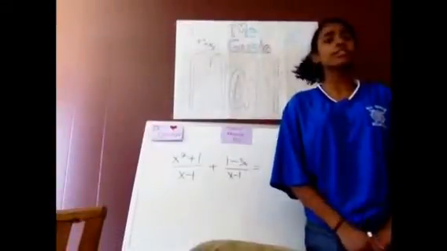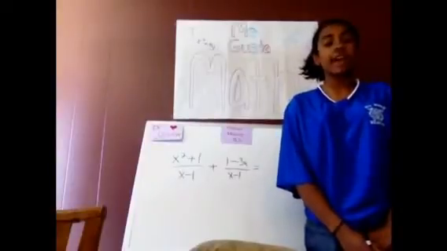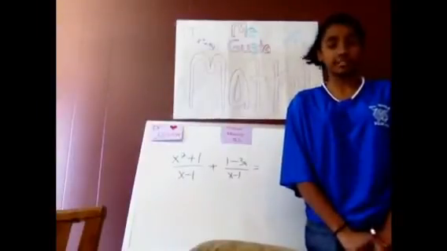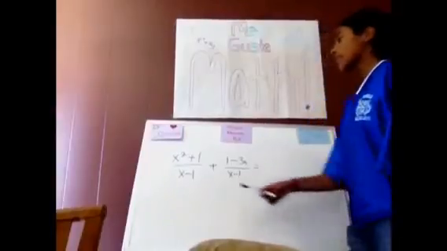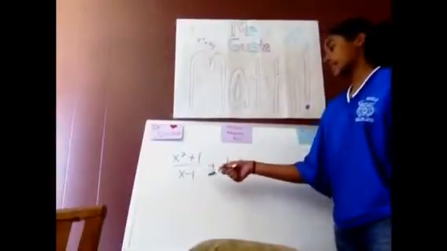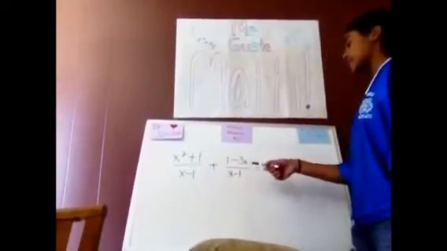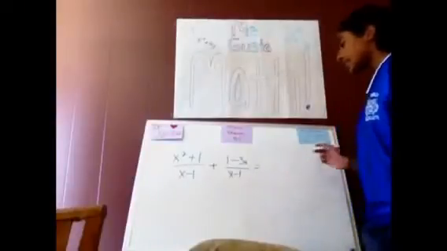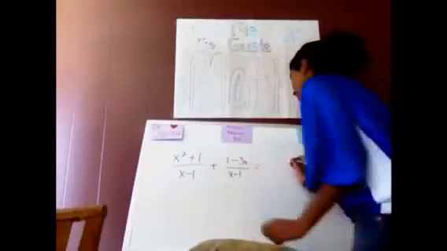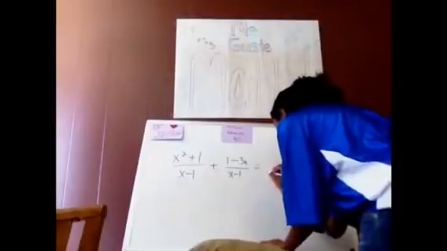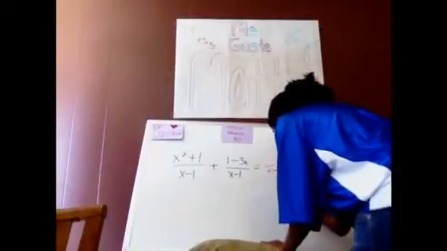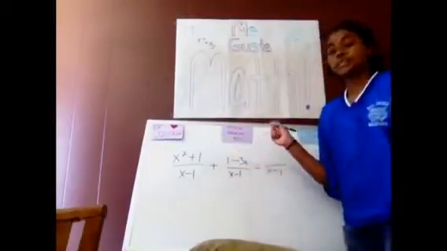Nice! Now we're going to go a little further and master another branch of math, adding and subtracting rational expressions. Here we have x squared plus 1 over x minus 1, plus 1 minus 3x over x minus 1. Since we already have a common denominator, we'll just bring x minus 1 over to the other side. Then we're going to have to add all these terms.